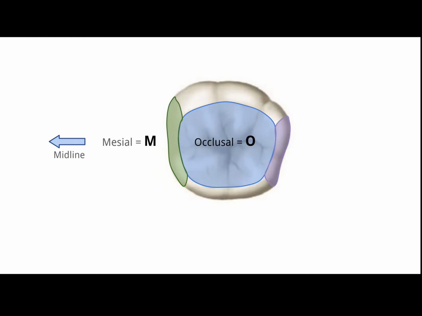The surface pointing towards the back of the mouth is the distal surface, and we chart it as a D for distal. Then the inner surface that is in contact with the tongue is the lingual surface. We chart it as an L for lingual. And the last surface, since this is a back tooth, we call a buccal surface, and we chart it as a B for buccal.